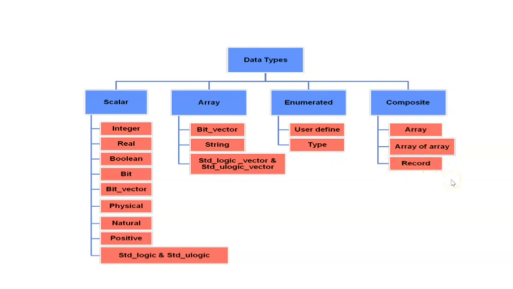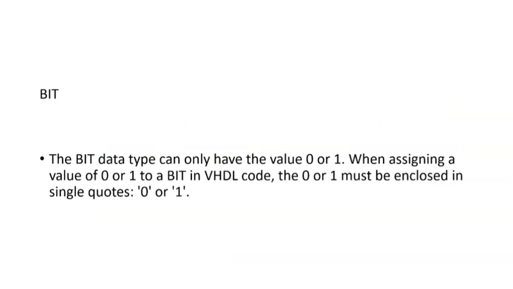Next, let us see the explanations of the most commonly used data types in VHDL programming. I've only included those data types which we often use in our VHDL programming. So let us see those data types one by one. The first one is bit. Just like we know in digital electronics, we have studied about bit, right? Bit means either 0 or 1. It can have only one value from 0 and 1. So we can only assign 0 or 1 to a bit data type.